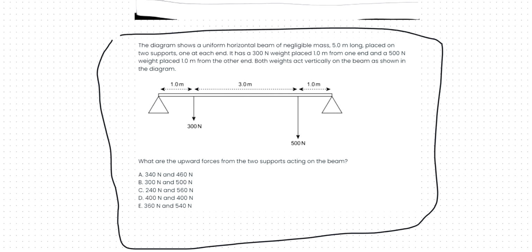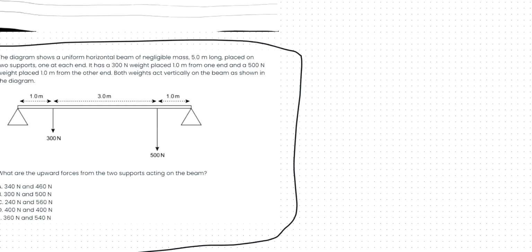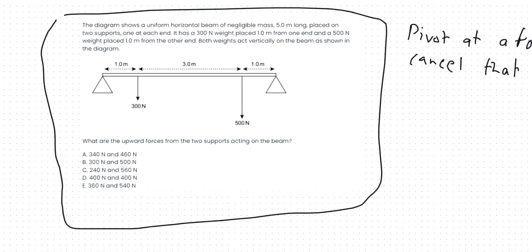First of all, we have to know this important rule that when you have a pivot at a force, you can cancel that force. For example, in this case, I can put my pivot anywhere. Remember, you can always put your pivot anywhere and then solve for moments. So for example, if I put my pivot here, then this force right here would be cancelled. And similarly, if I put my pivot here, then this upward force would be cancelled.